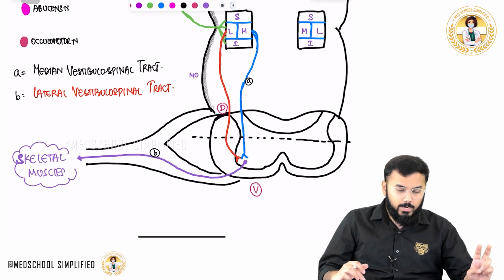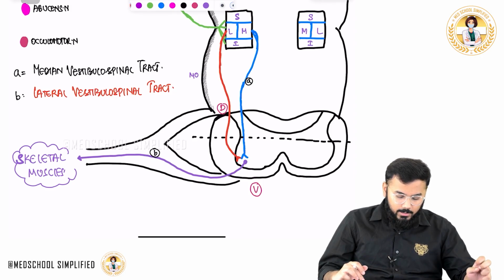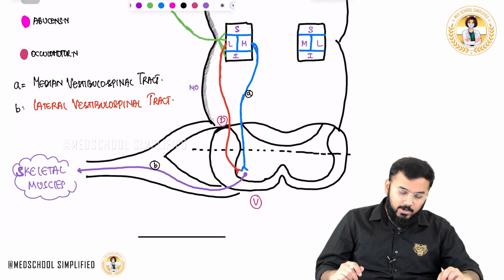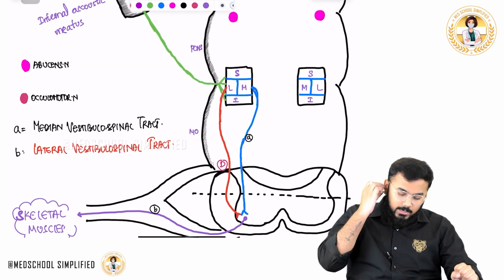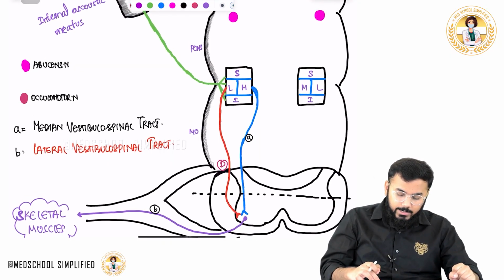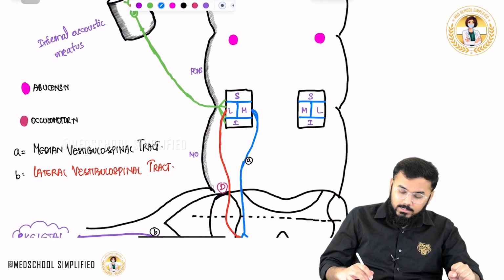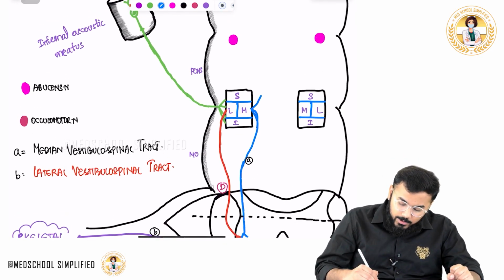Right. So two tracts over here. One is called the medial vestibulospinal tract. Another one is called the lateral vestibulospinal tract. So there are two important tracts over here. After discussing these two important tracts, what is happening? If you look closely, from the medial nucleus, one fiber is going down. Now from the same medial nucleus, another fiber goes up.